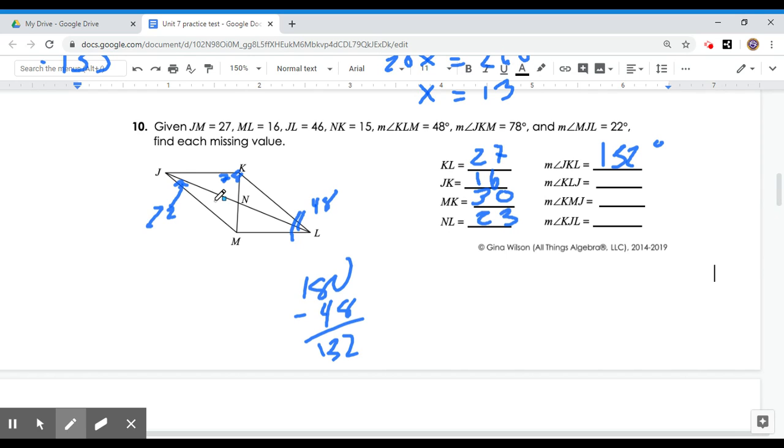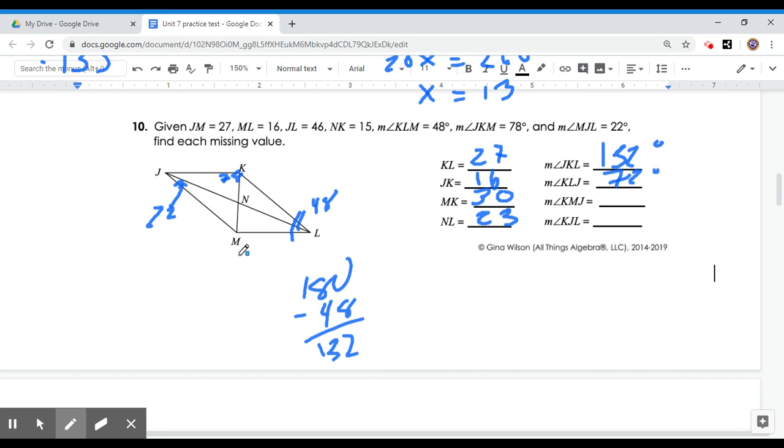KLJ is actually going to be the same as MJL because they're alternate interior, so that's 72.